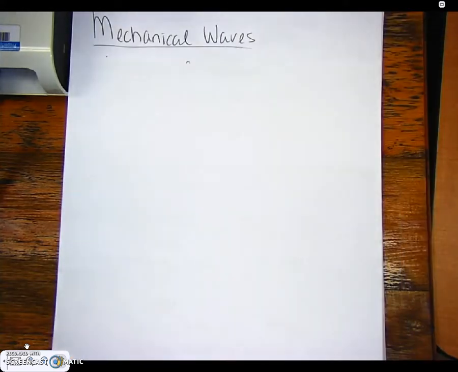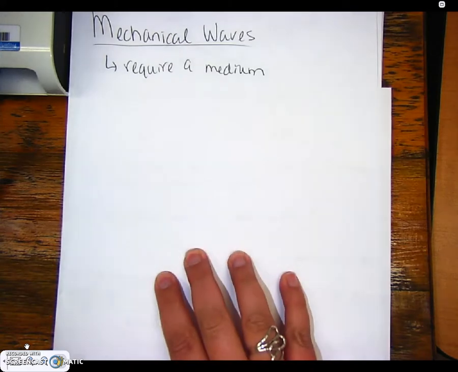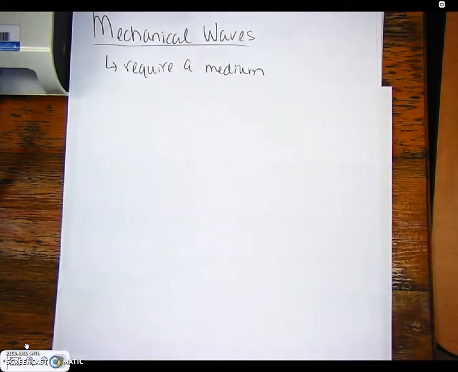All right, so then let's go ahead and start talking about the new concept, which was mechanical waves. A mechanical wave requires a medium to move through. There are other kinds of waves that don't require a medium, electromagnetic waves, but we just talk about mechanical waves in AP Physics 1.